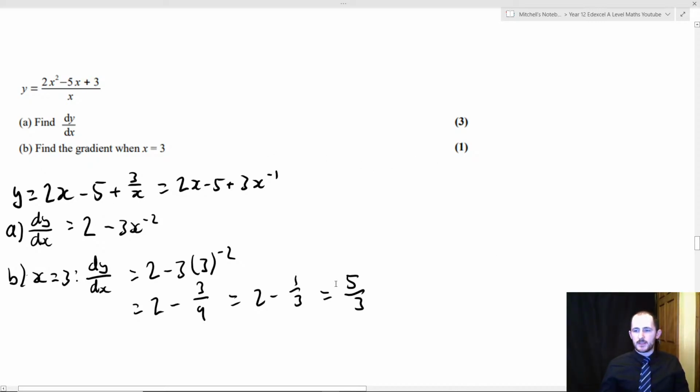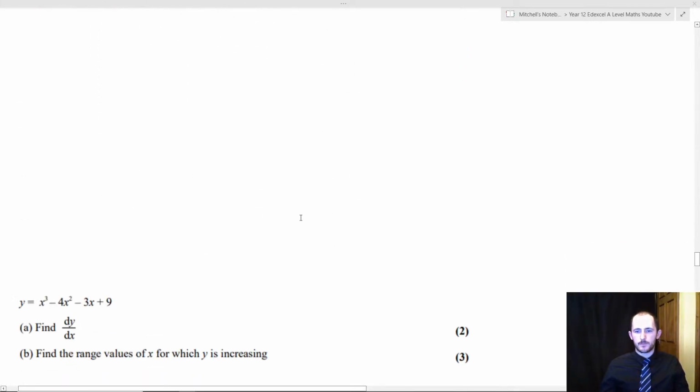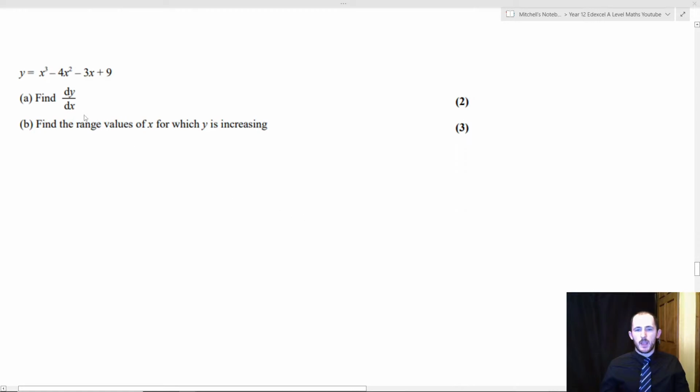Perfect. So again, I don't think this is too bad once you've practiced it a little bit. And just check. Perfect. Cool. Again, we have just a few more styles of questions before we go into the exam questions. This one can be fairly interesting.